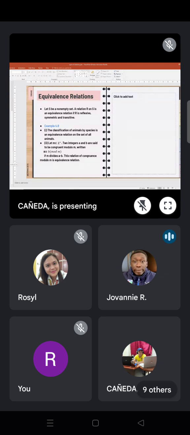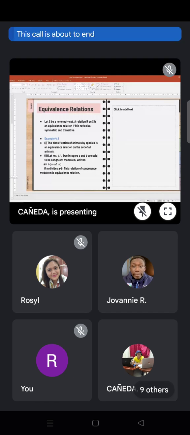A is related to A because A minus A is equal to 0. Okay? If A is related to B, then B is related to A because of A minus B. So, reflexive.